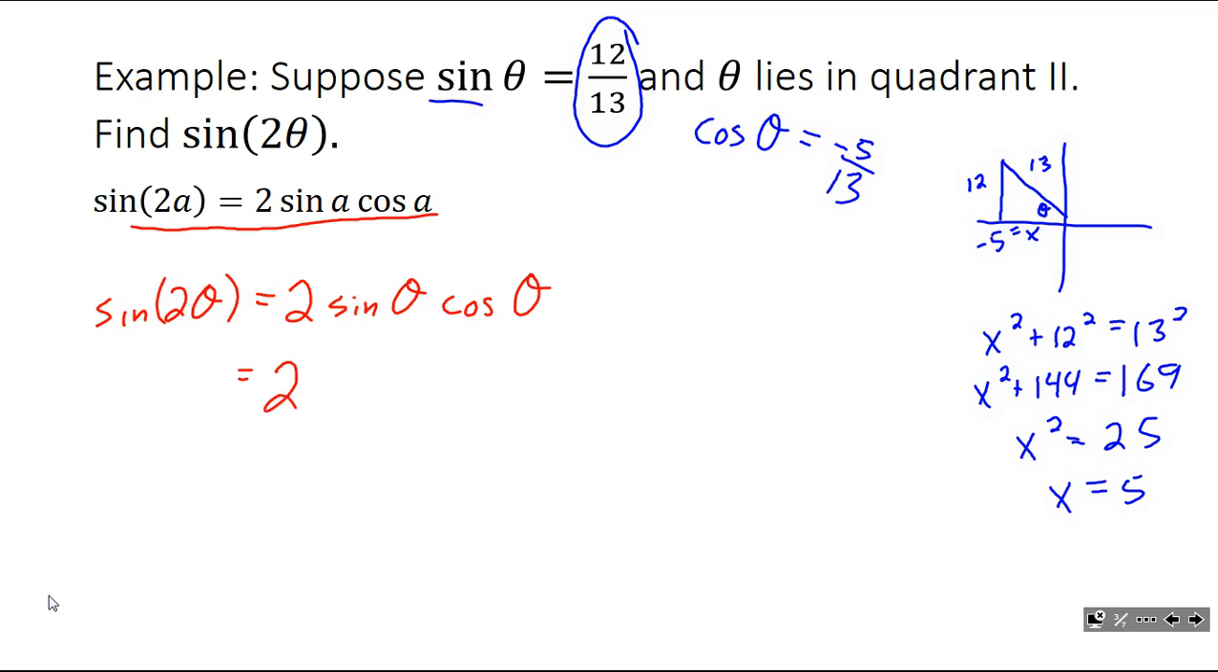Well, that is 2 times 12/13, which you were given, times -5/13, which we found. The denominator, 13 times 13, is 169. The numerator would be 2 times 12 times -5. 2 times 12 is 24, times -5 turns out to be -120. So the sine of twice our angle is -120 over 169.